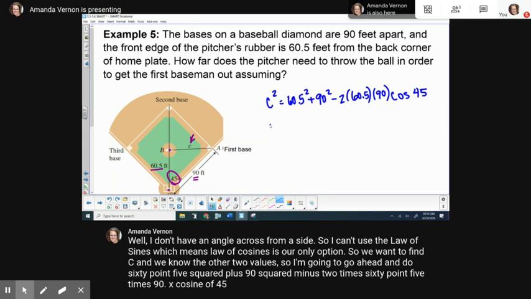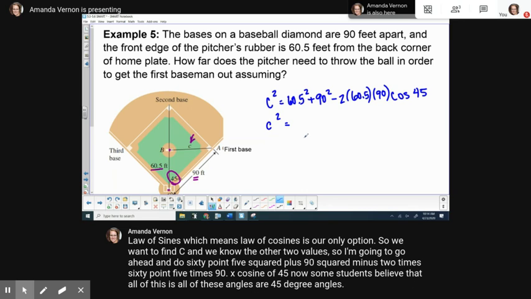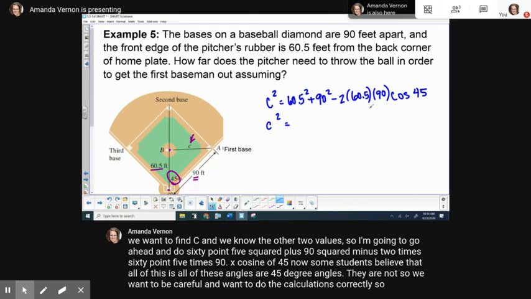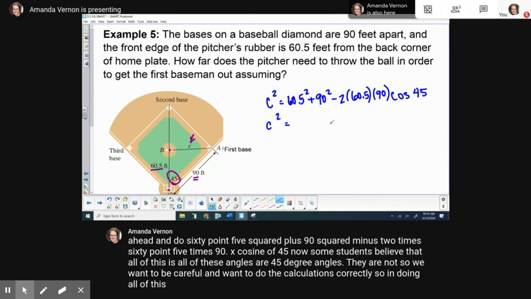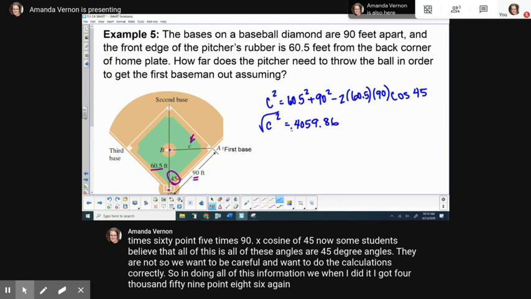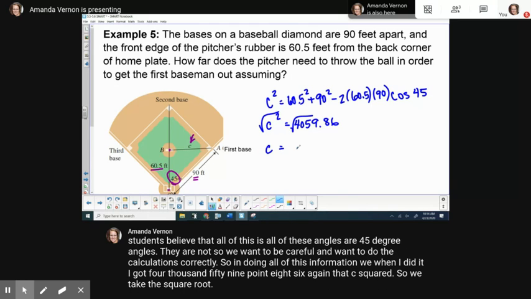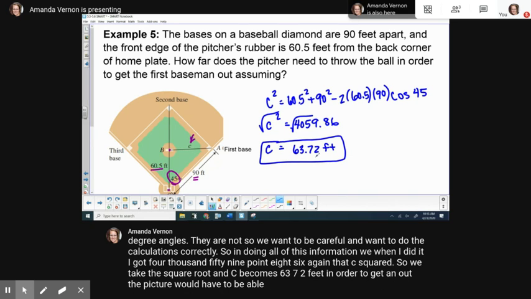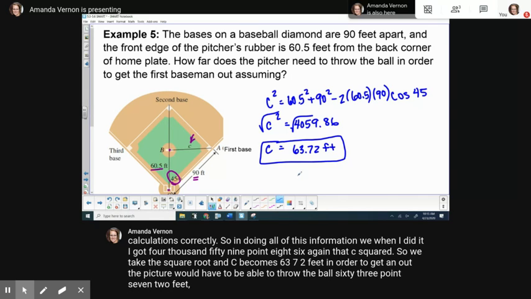Now, some students believe that all of these angles are 45-degree angles. They are not. So we want to be careful and we want to do the calculations correctly. So in doing all of this information, when I did it, I got 4,059.86. Again, that's C squared, so we take the square root, and C becomes 63.72 feet. In order to get an out, the pitcher would have to be able to throw the ball 63.72 feet to first base.